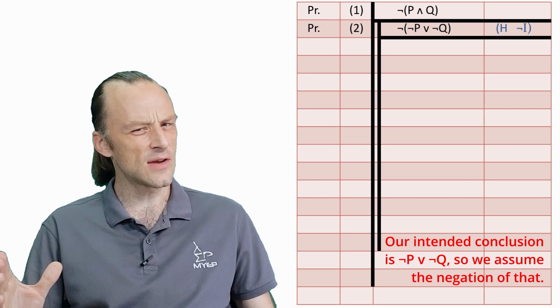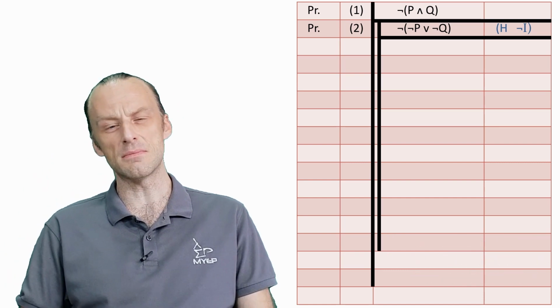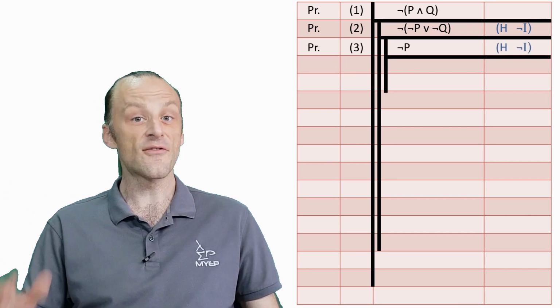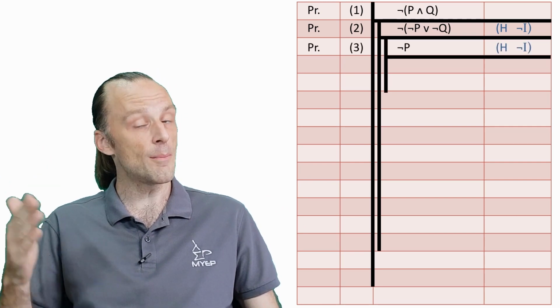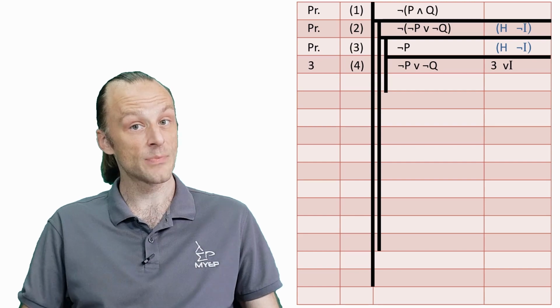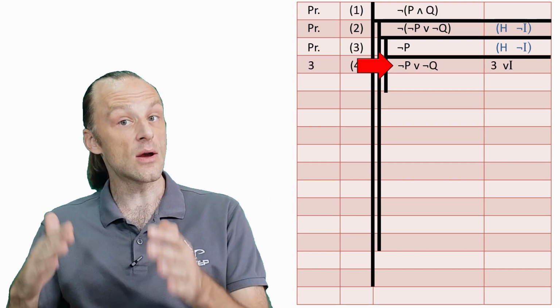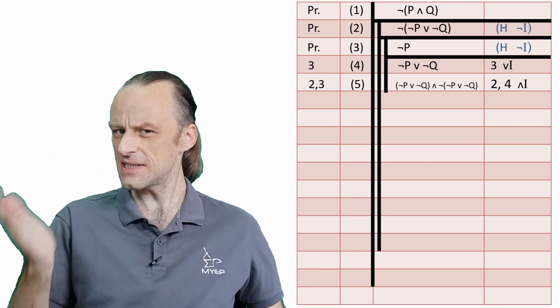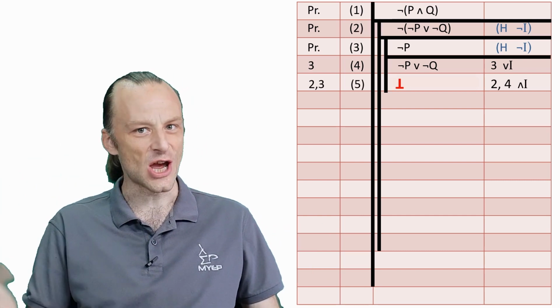However, this does not give us a way to disprove our hypothesis immediately, so let's assume one of the disjuncts, not P, and from this we can introduce not P or not Q. Now we have both not (not P or not Q) and not P or not Q. This is a contradiction, and so we can reject a premise.